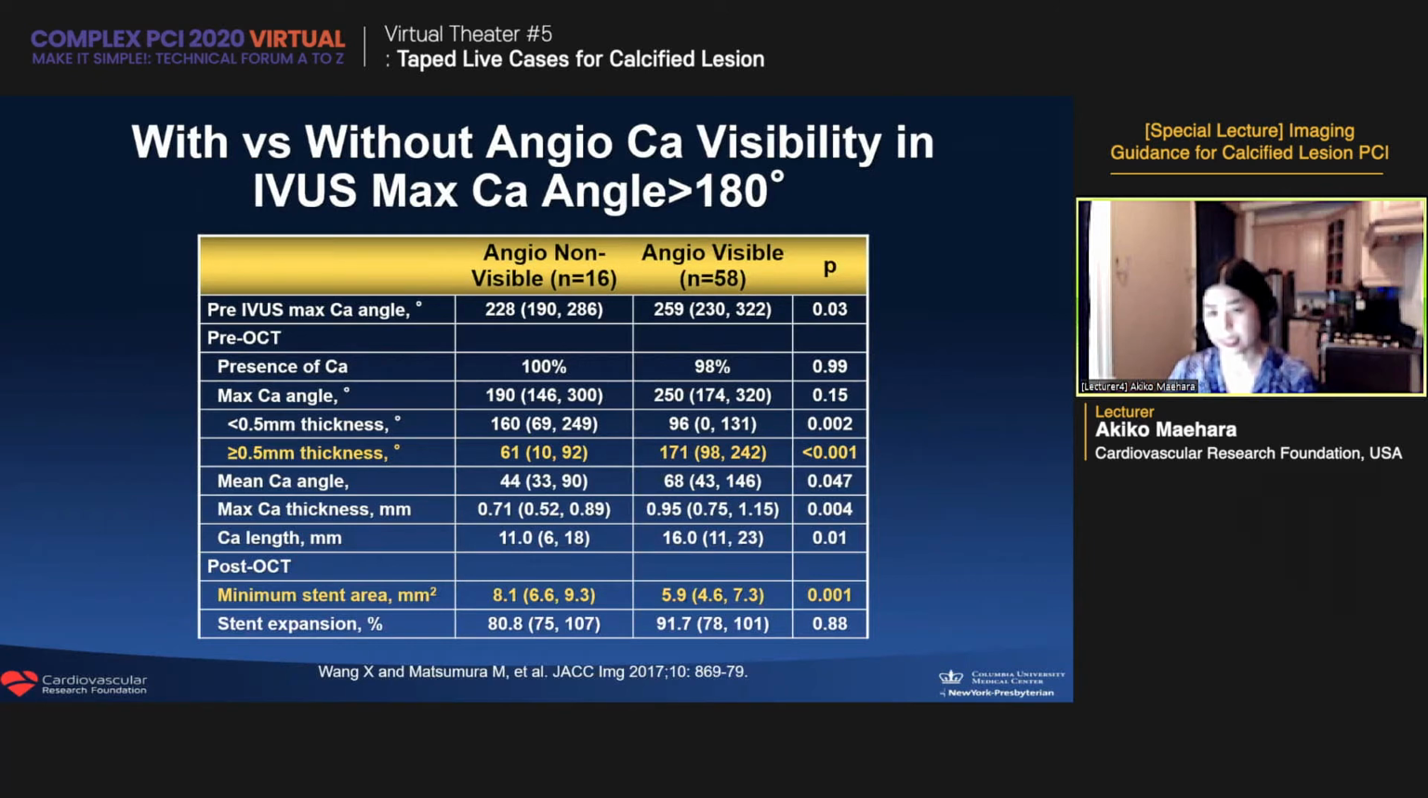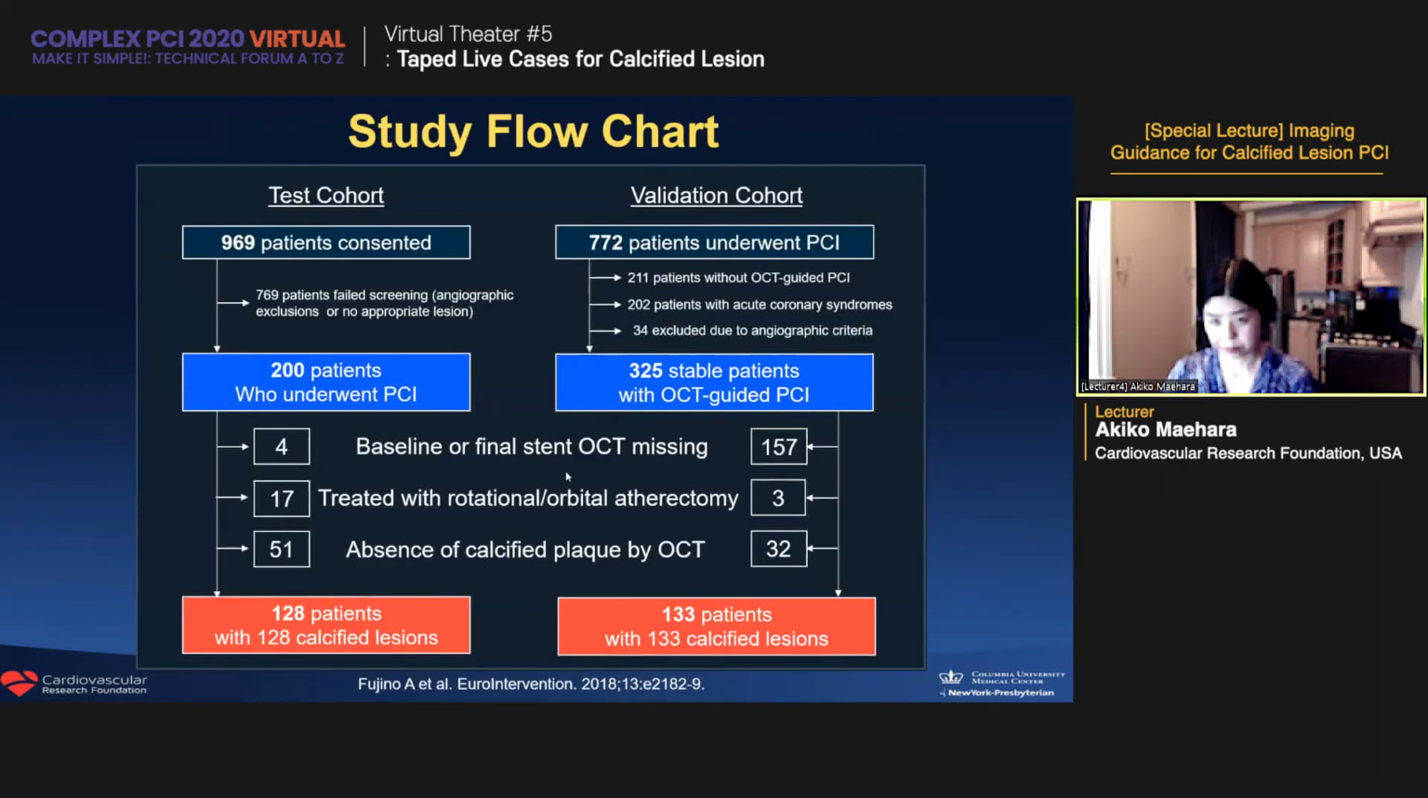And if you don't see the calcium by angio, overall calcium as a volume is not too much. And most likely those are thin calcium. So even though you see the big calcium by IVUS, they are not going to inhibit the stent expansion.